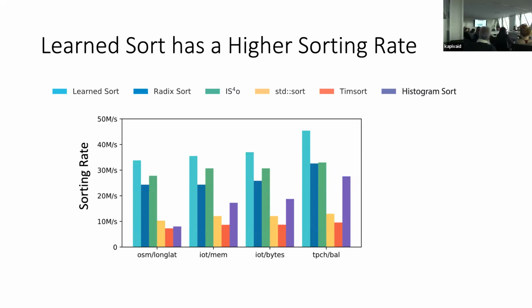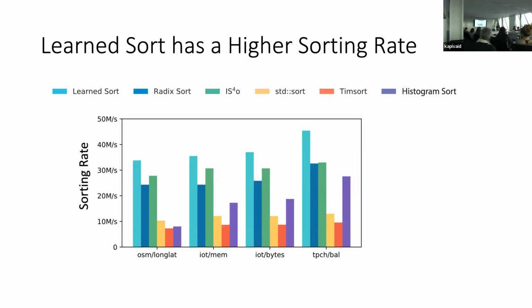But where is the benefit coming from? Is it that you are doing one pass to learn the distribution? Yeah. So you do two or three passes, while the others have to do an n-log-n algorithm. Is that the benefit or something else? The benefit comes from the number of passes we have to do.